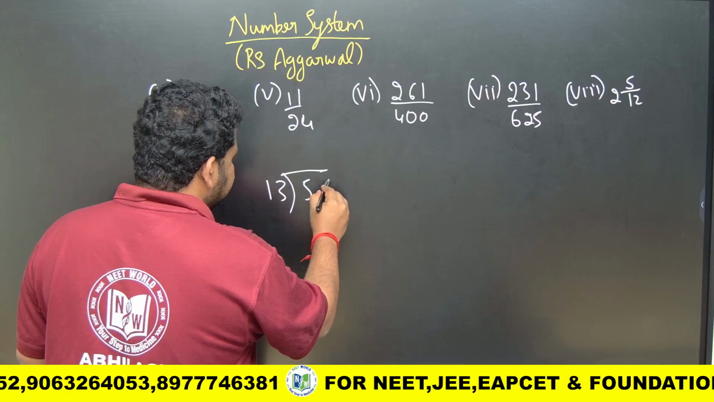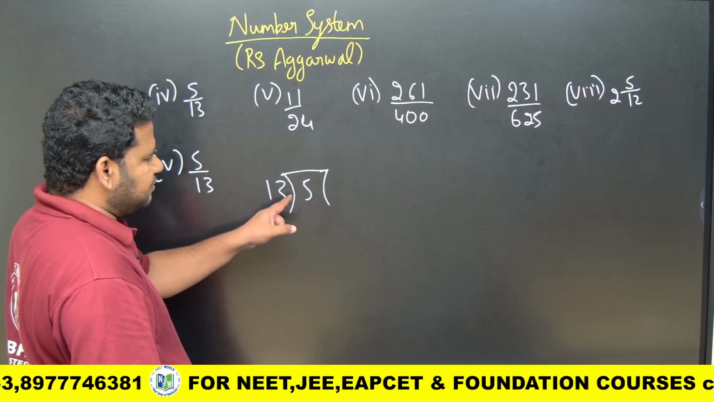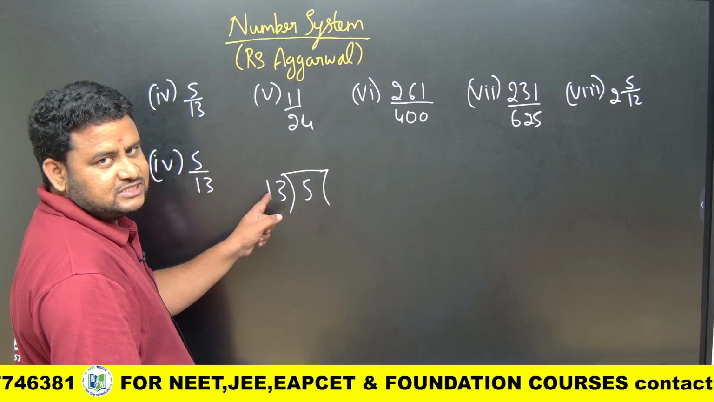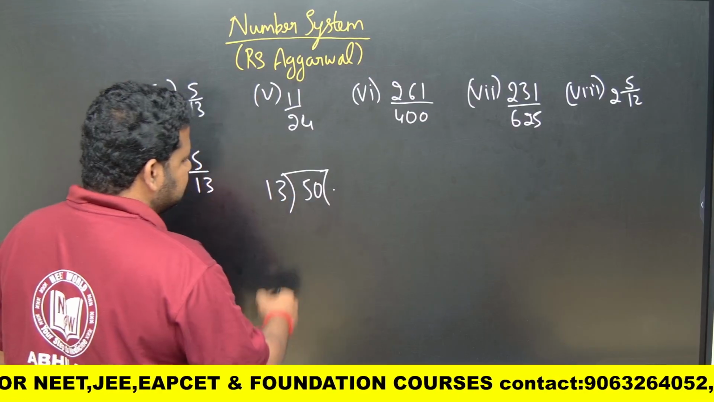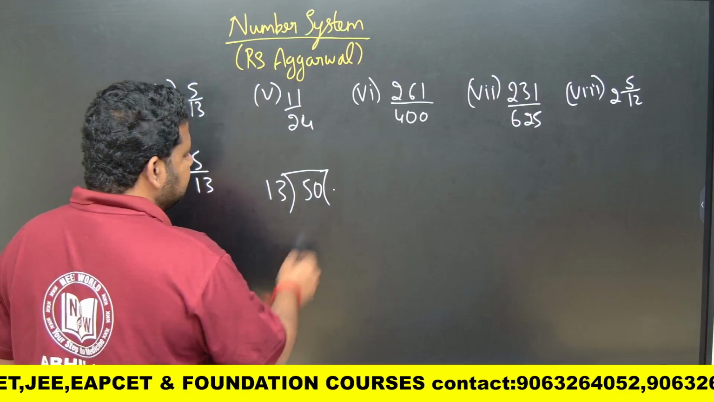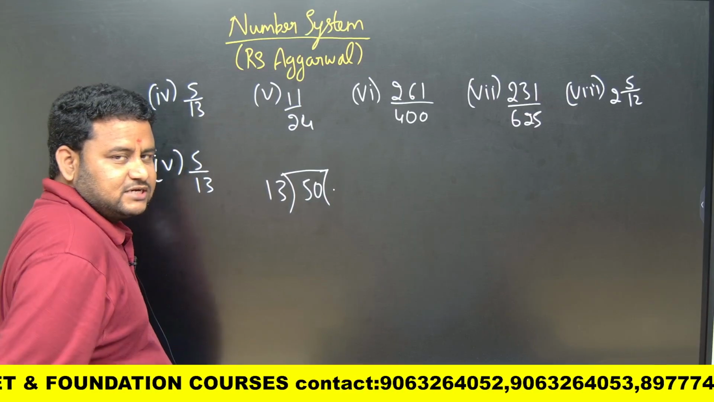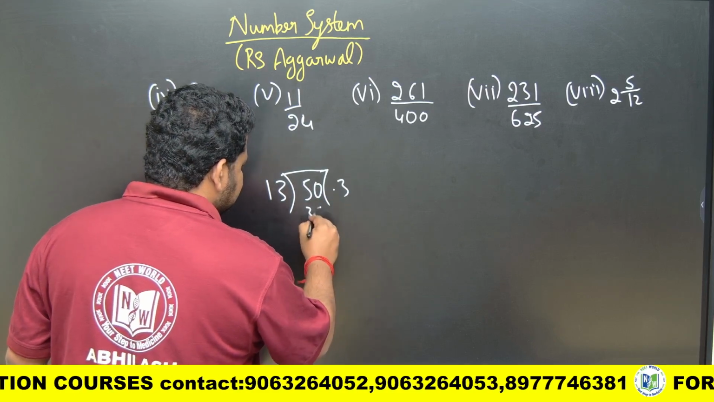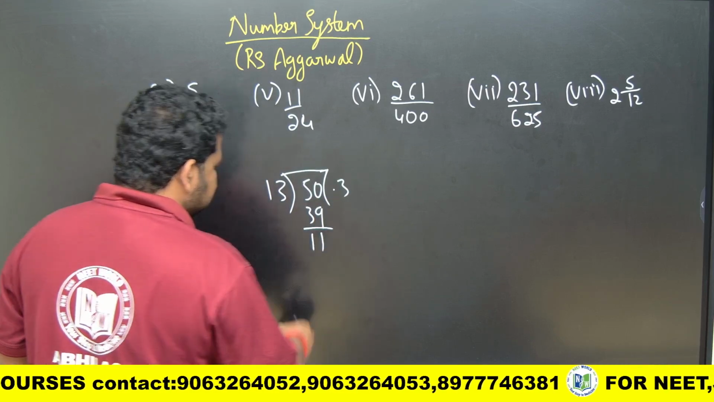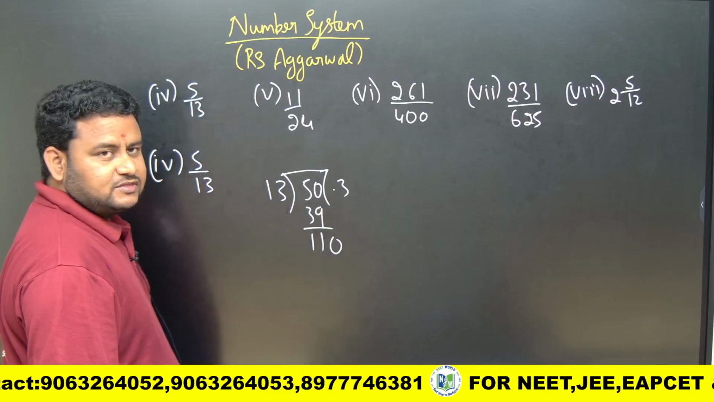So what do I have to write here? So let me write it like this. 5 is a number which is less than 13, so I should put a dot, that is decimal point, to make it 50. This will become 50. So 13 3s are 39. 13 4s is 52, which will be more than 50. So I write 13 3s are 39. I will be left with 11. So 11 is less than 13, so I should put 0. Now 13 7s are 91.